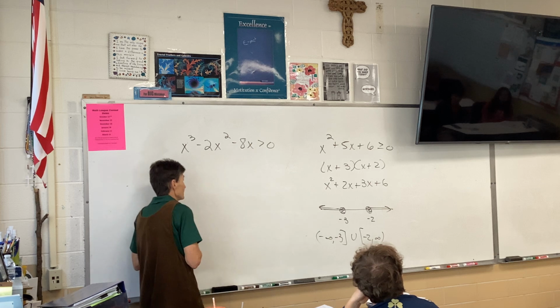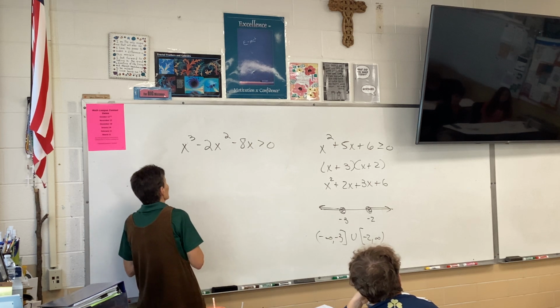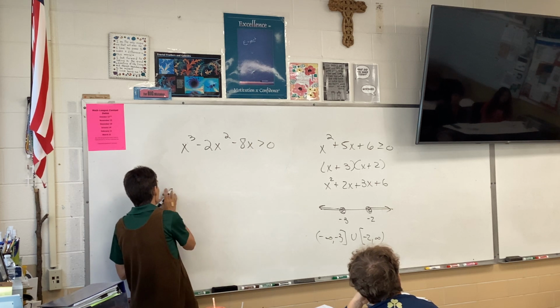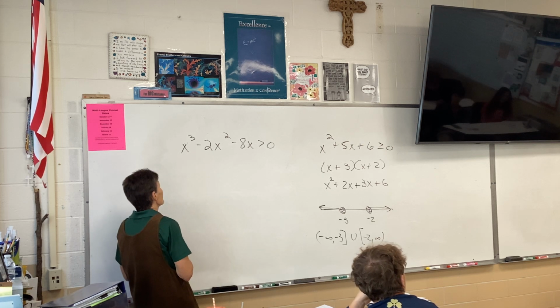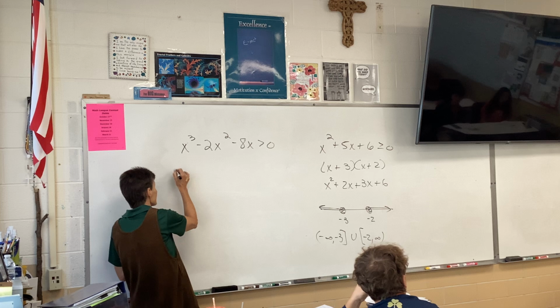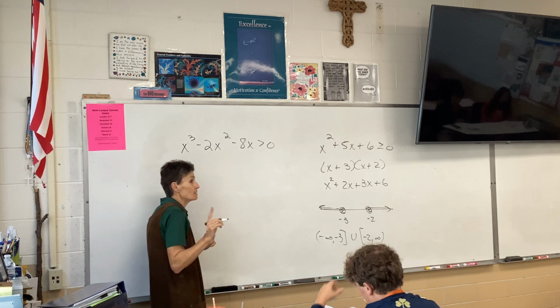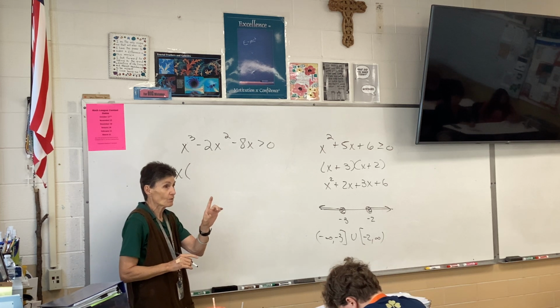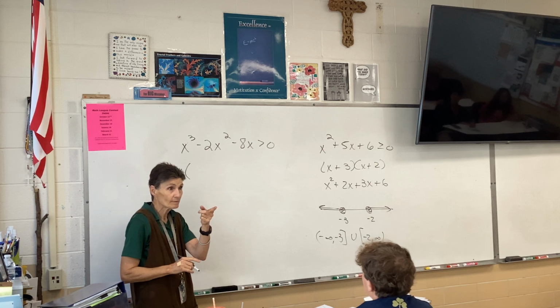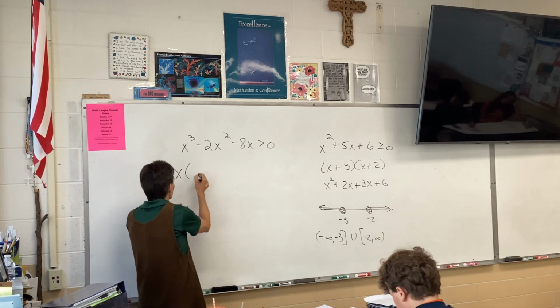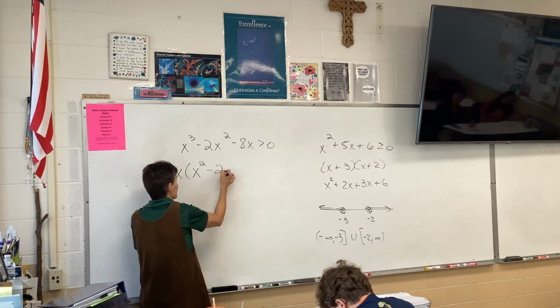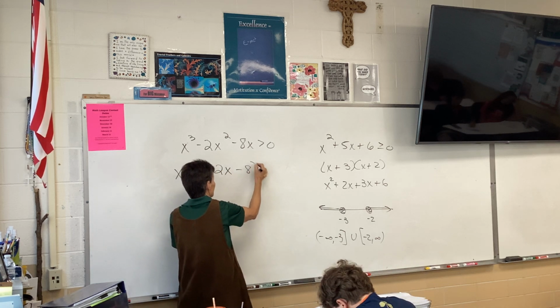First we have to figure out where the dots are. We have to factor that. Anybody have a thought on how we might factor this here? X. Take out an x. And then parentheses. So first things first, GCF. So x squared minus 2x minus 8. Yes.